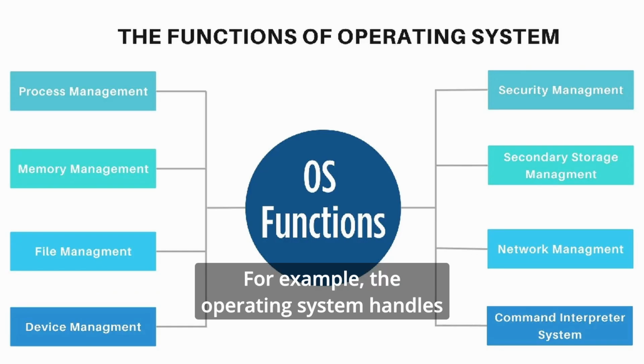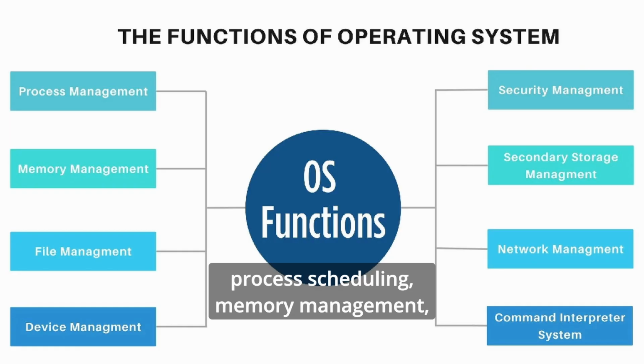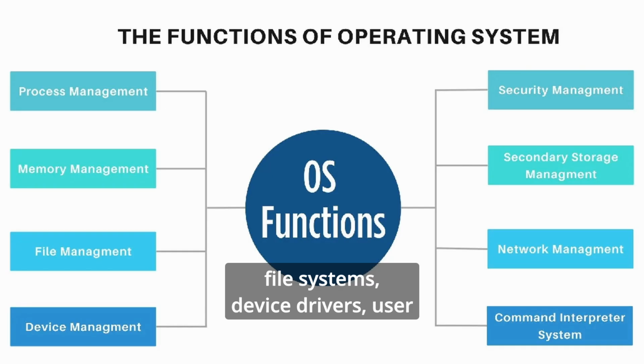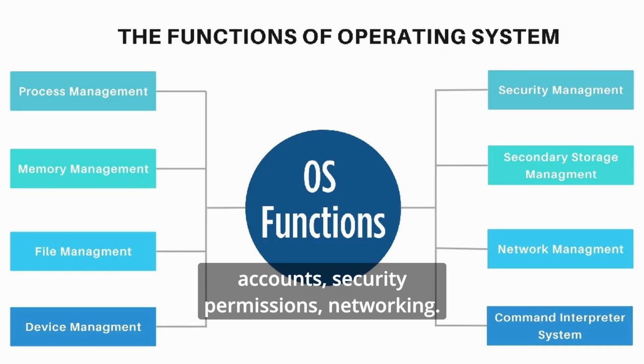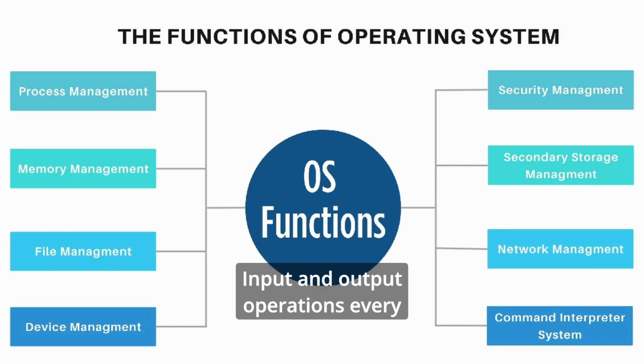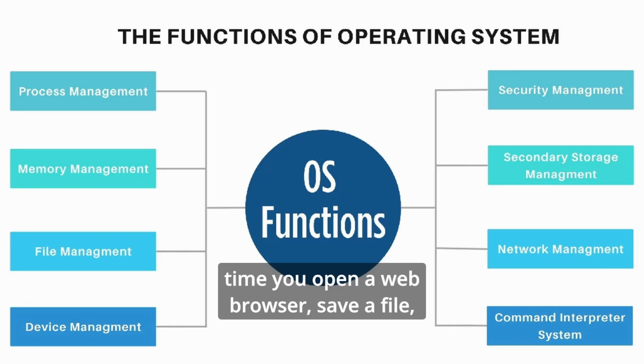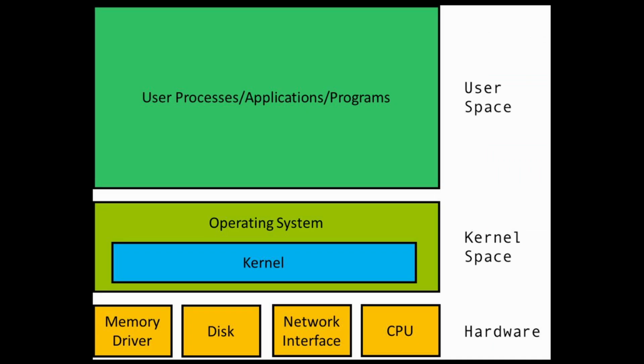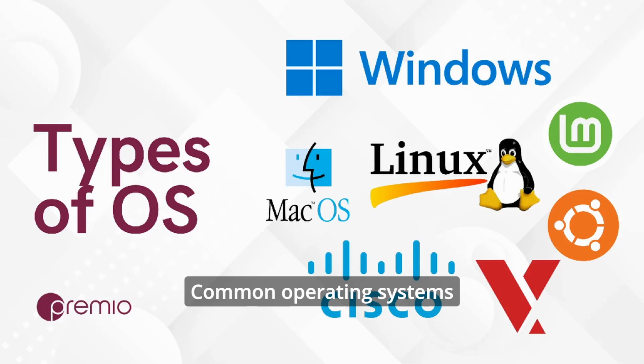For example, the operating system handles process scheduling, memory management, file systems, device drivers, user accounts, security permissions, networking, input and output operations. Every time you open a web browser, save a file, or connect to the internet, the operating system is involved. Common operating systems include Windows, Linux, Mac OS, Android, Unix. Now let's look at Unix.